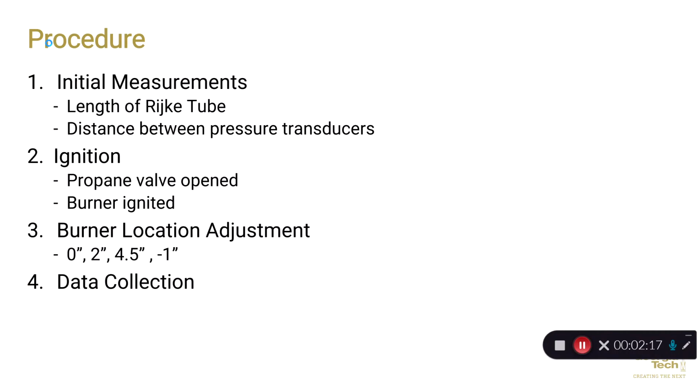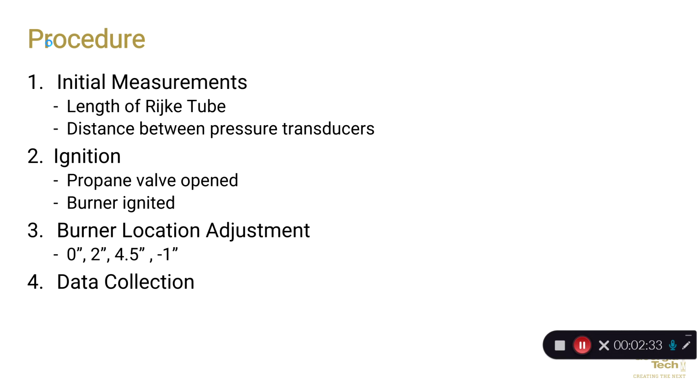So for the procedure for this lab, the first step was to record measurements of the Rijke tube length and location of the pressure transducers. These measurements were later needed for data reduction. The next step of the process was to allow fuel to flow and ignite the Rijke tube to begin the experiment. We performed the experiment at 4 different burn locations.